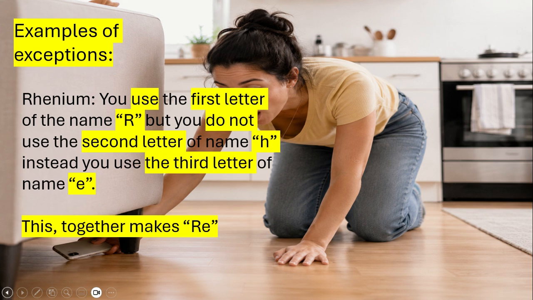Other exceptions, like this long one: you use the first letter of the name, R, but you do not use the second letter of the name, H. So you use R, you do not use H. Instead, you use the third letter of the name, right? So if you're using the first letter and the third letter, what would that be? R-E, right? So just use this as a hack, a trick to remember the elements, just your name, simple, right? Your first letter and your whole name, elements.